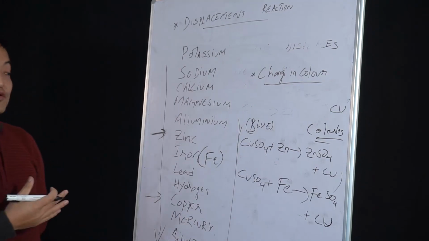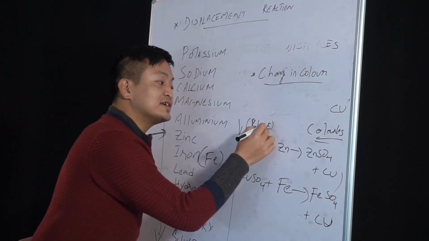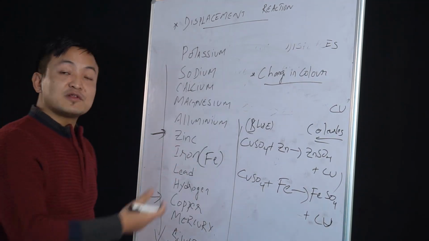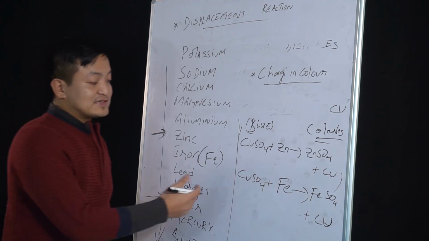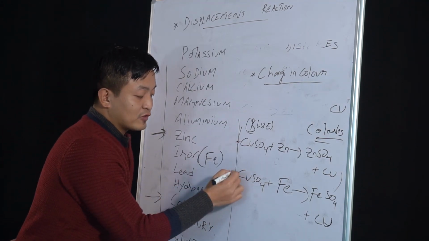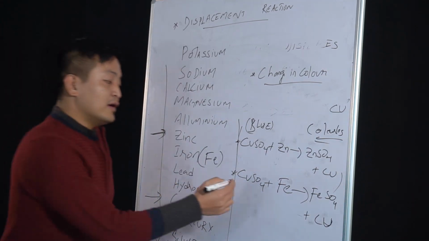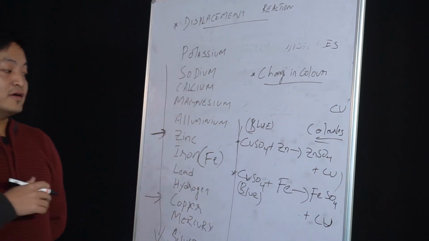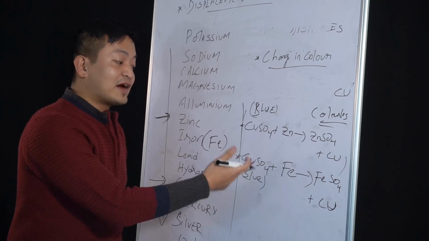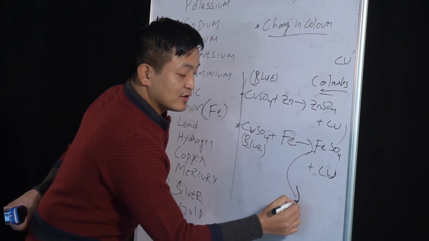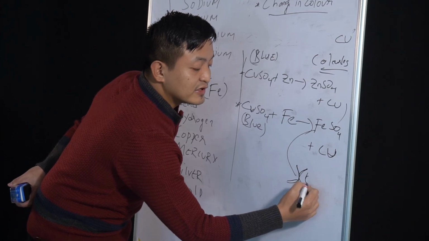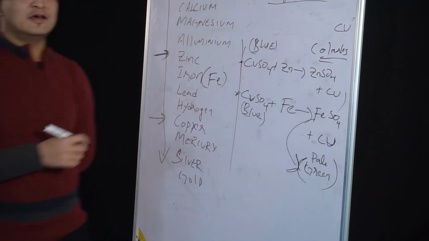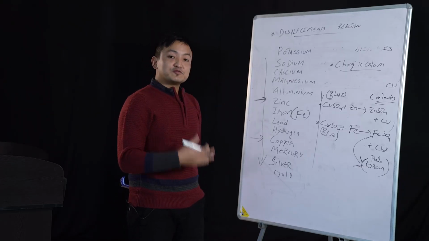Since zinc was more reactive, we can see that the color has been changed. So color changing is also one example for displacement reaction. Now in the second example for displacement reaction, copper sulfate, as we all know now, is blue in color. Here we will see that after reacting with iron, this would change to a pale green in color. So this is how displacement reaction works.